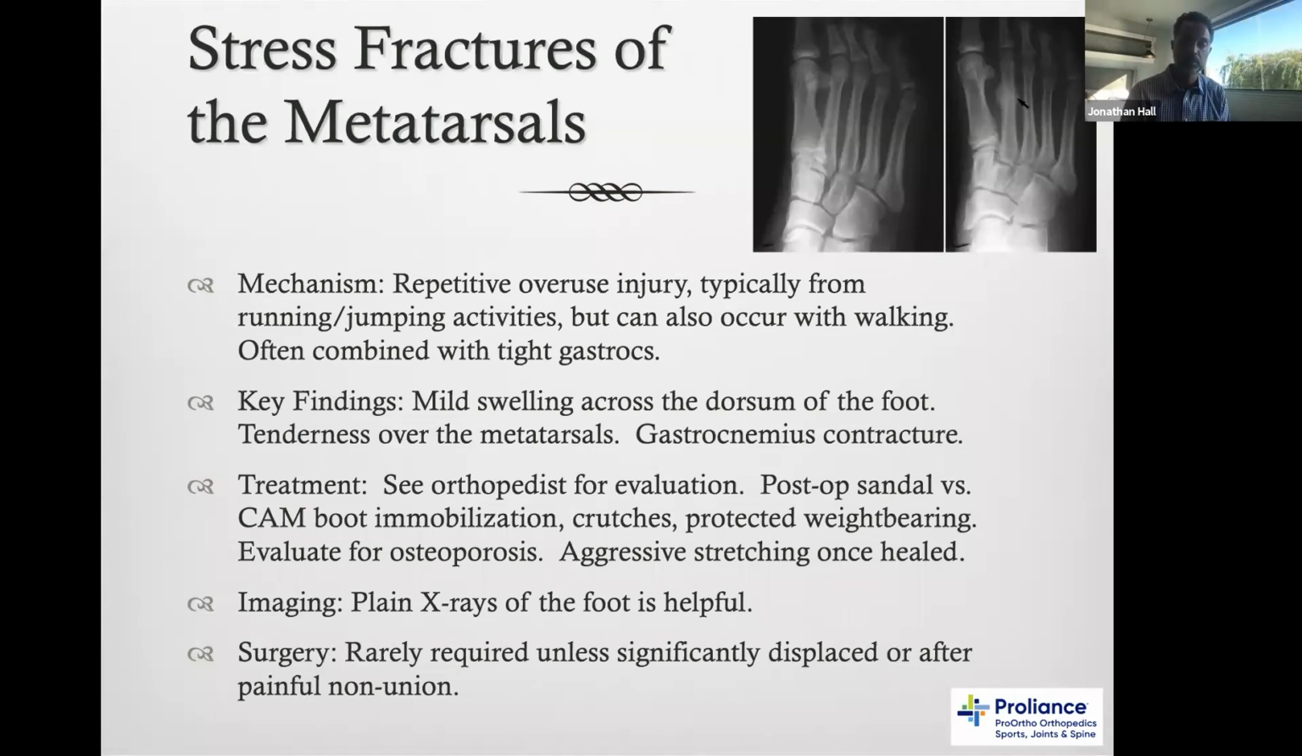But once you get enough healing and your pain starts to go away, you need to really focus on your calf muscles in particular and your shoe wear. Surgery is not typical in this unless it displaces or there are multiple metatarsals. So when people start dealing with 3 and 4 metatarsals, then we start talking about surgery if there's any displacement, just to try to get the bones to heal and get your mechanics back normal as soon as possible.